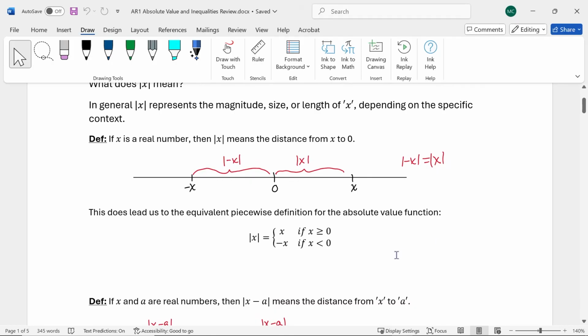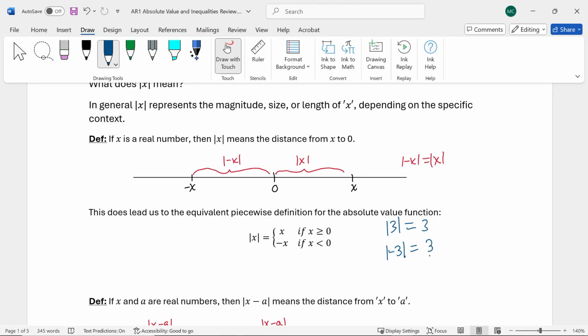This does lead us to another equivalent definition for the absolute value function, the piecewise definition. So let's just take a look at this here. The absolute value of x is x if x is greater than or equal to 0, or negative x if x is less than 0. And this is equivalent because if we look at an example, like the absolute value of 3, the absolute value of 3 is, of course, 3. And if we look at the absolute value of negative 3, we get also 3.